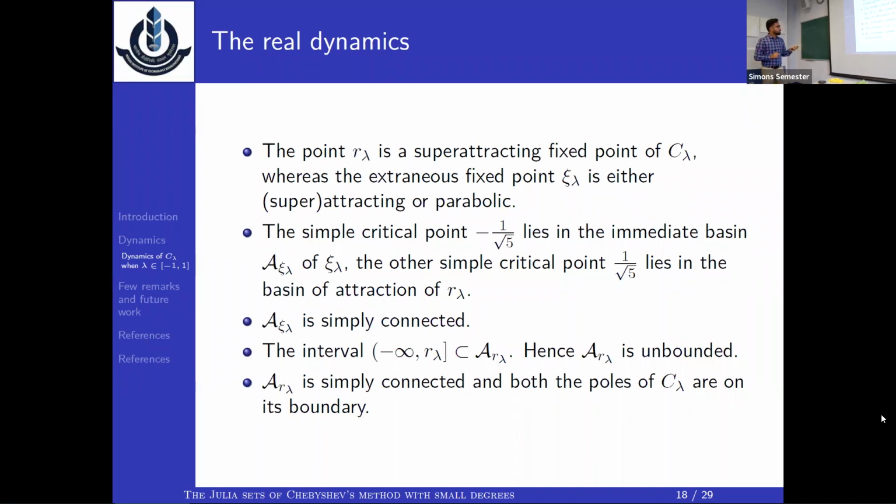So this immediate basin of xi lambda will contain exactly one critical point. So it will be simply connected, as well as the immediate basin of r lambda, which will also be simply connected, and the line segment from infinity to r lambda, this interval will be lying inside the immediate basin of r lambda. That means the immediate basin of r lambda is unbounded, and both the poles will be lying on the boundary of the immediate basin of r lambda.